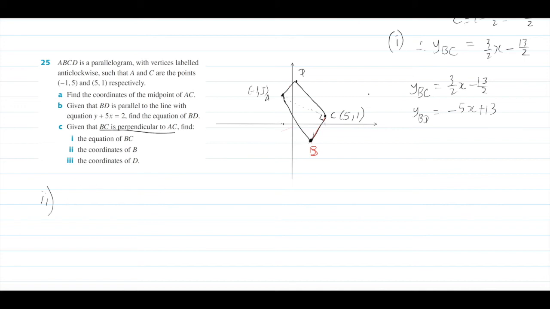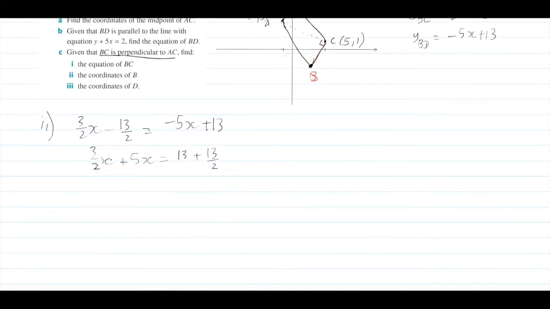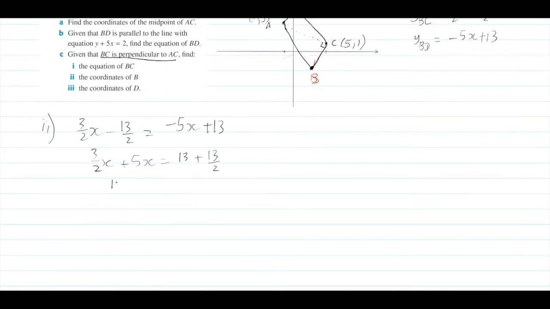So YBC is 3 on 2x minus 13 on 2. And then you make that equal to YBD. Because we want to find the x value and the y value, I'm going to do some algebra and solve for this. You shift over the x to this side and shift -13 over 2 to the other side. And then what you end up with, let's have a think. That's 3 over 2 plus 5, that is 13 on 2, because this becomes 10 on 2. 10 on 2 plus 3 on 2 is 13 on 2x.